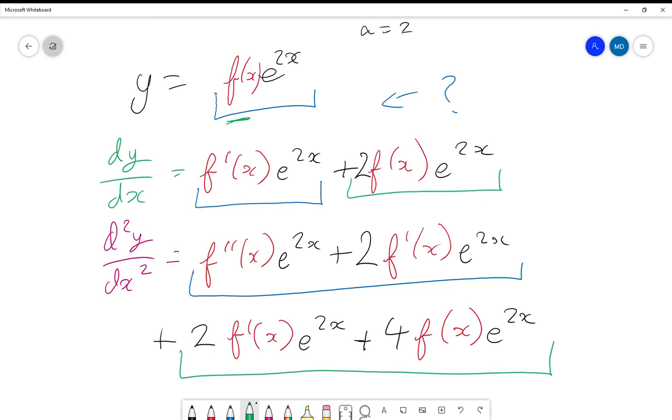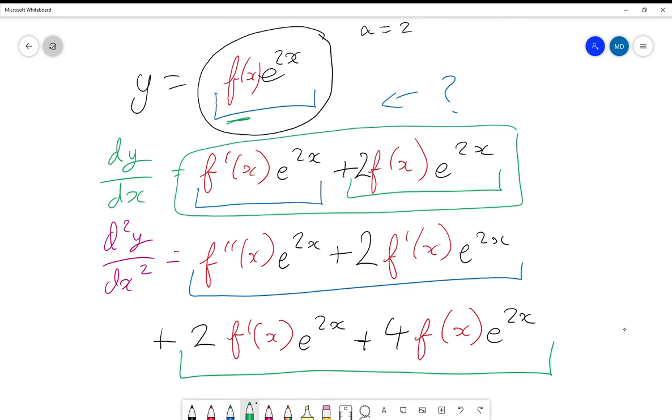Okay, and so now we have these three different parts to it. We've got the black one up here, we've got this green part here, and we've got the magenta part here.